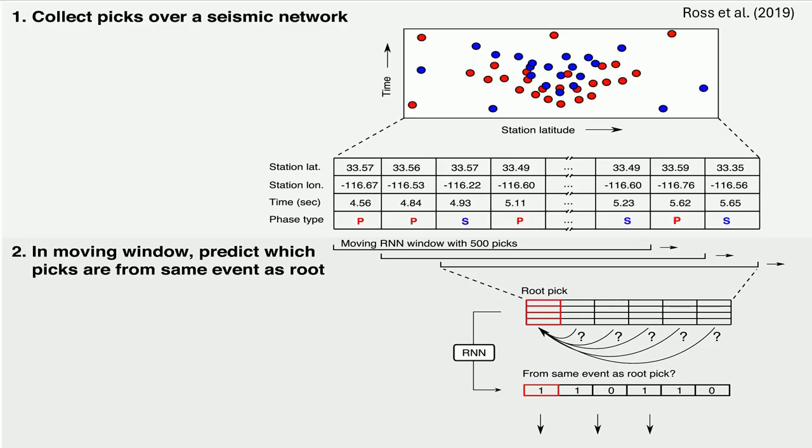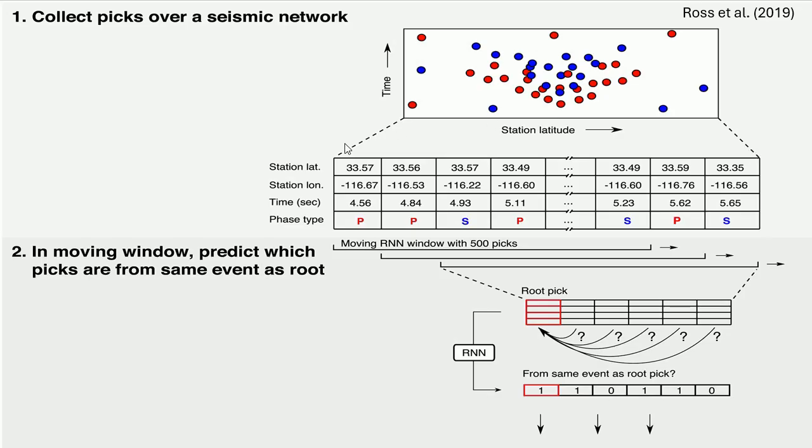Looking more closely at the algorithm, as time progresses, different seismic stations blink as they detect arriving seismic waves. For example, at 4.56 seconds, the station located at latitude 33.57 and longitude -116.67 records a P-wave arrival. Shortly afterward, another station records either a P-wave or an S-wave arrival. Then another station does the same, and then another. In this way, the seismic network produces a continuous, time-ordered stream of seismic picks.